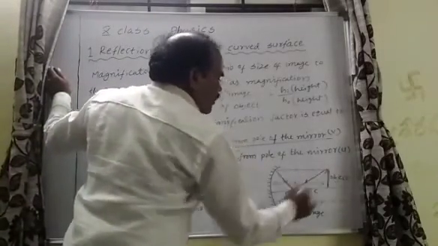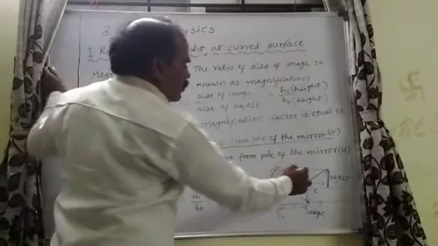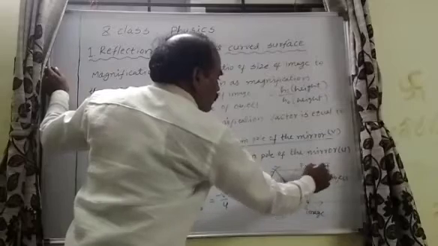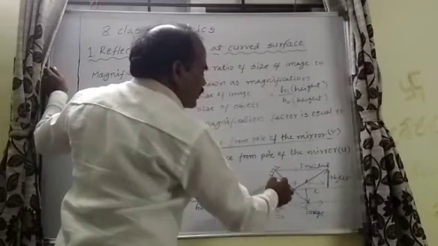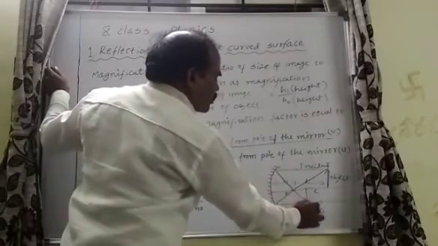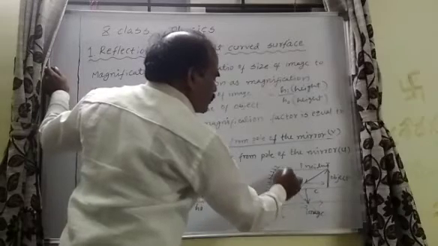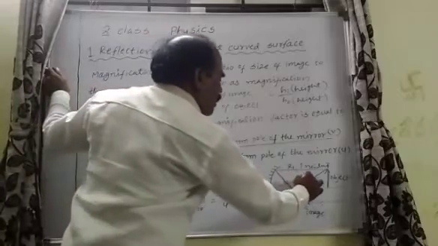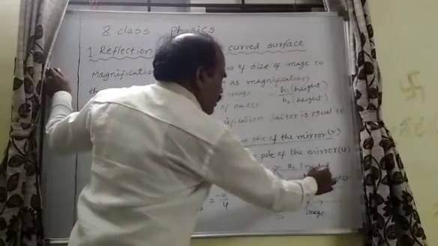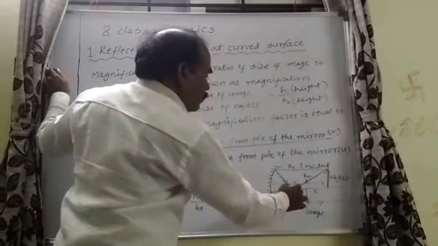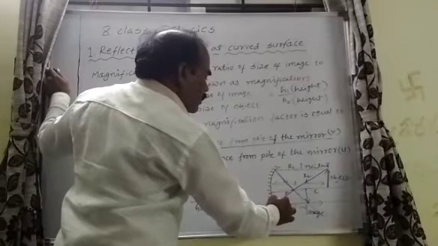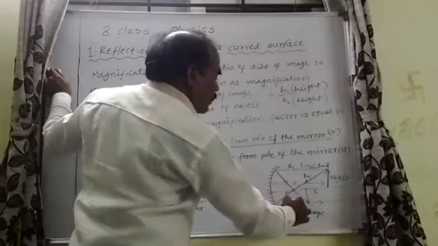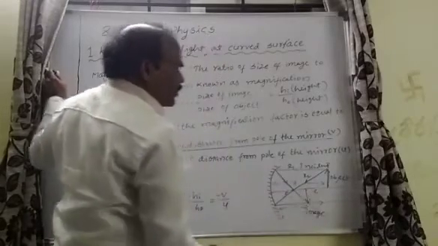It is an object. The incident ray parallel to the principal axis, the reflected ray passing through the focus. This is the R1 ray. We will take another ray, R2. This ray passing through the focus gets reflected, the reflected ray parallel to the principal axis.